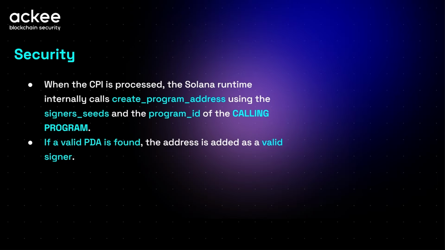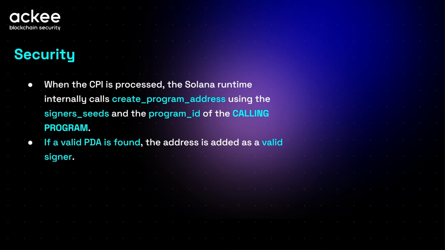And yes, basically, if a valid PDA is found, the runtime calls create program address using the seeds, the bump, and the program ID. If the valid PDA is found, the address is added as a valid signer. So that means you can sign cross-program invocations on behalf of the program-derived address. So it is used really often on Solana.